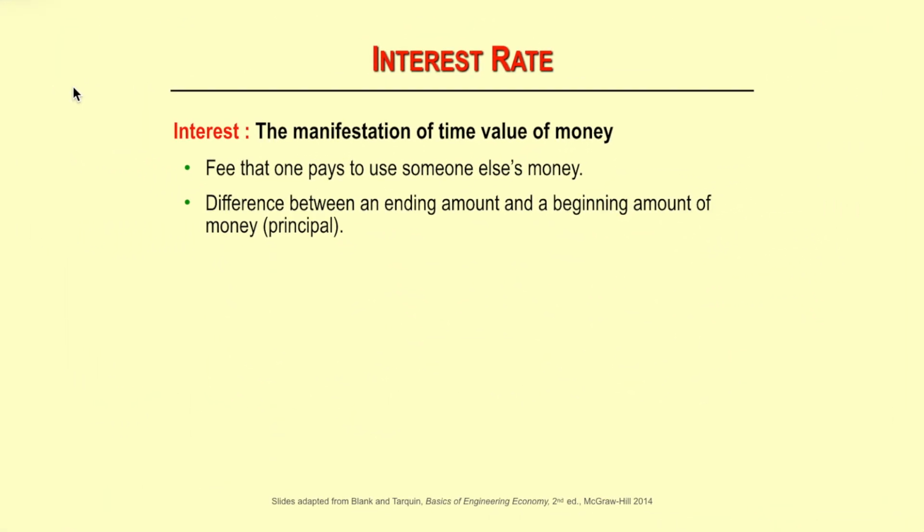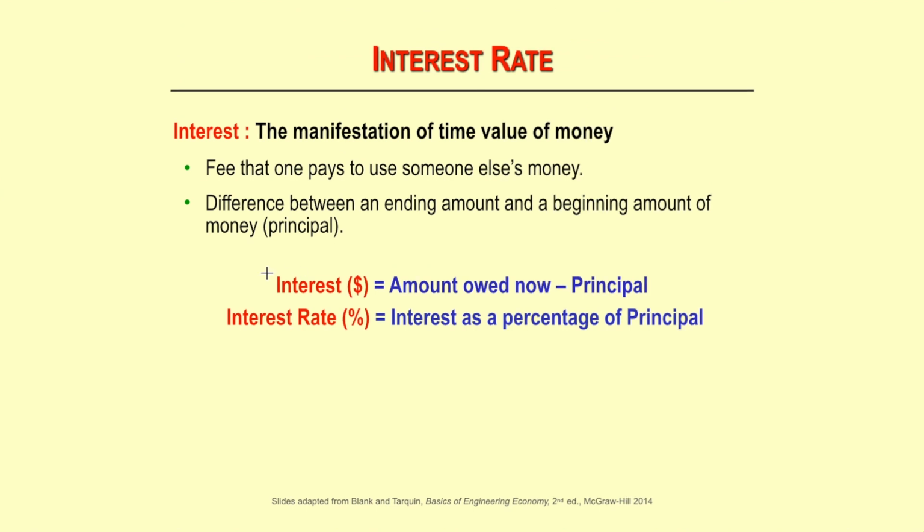Now let's talk about interest and interest rate. So interest is the manifestation of time value of money. Interest is the measure of how much the amount of money has changed over time. Interest is the cost of borrowing money, of using someone else's money. So the amount of interest is calculated by the difference between an ending amount that is owed and a beginning amount that is borrowed, which is called the principal.